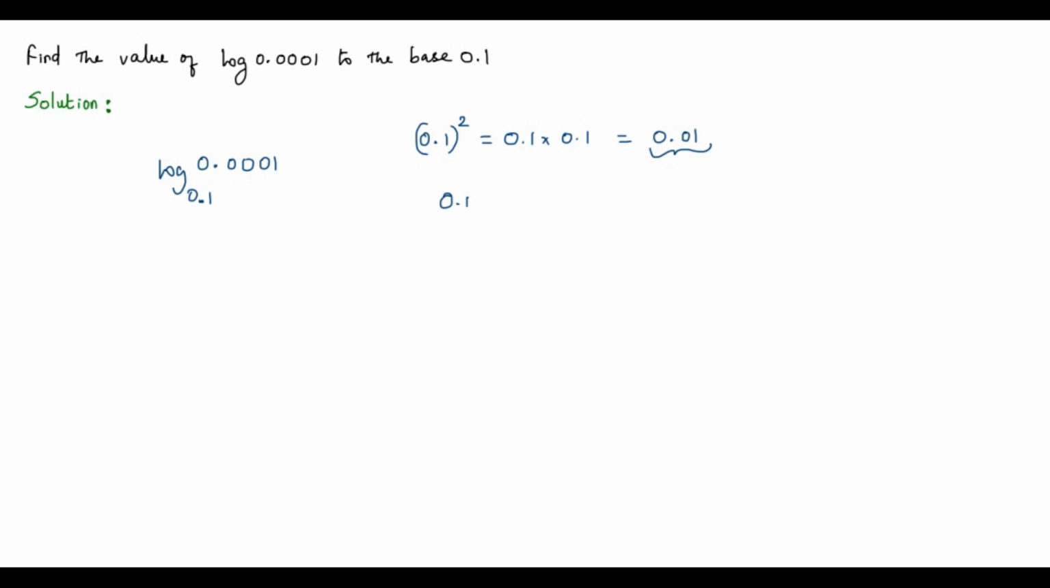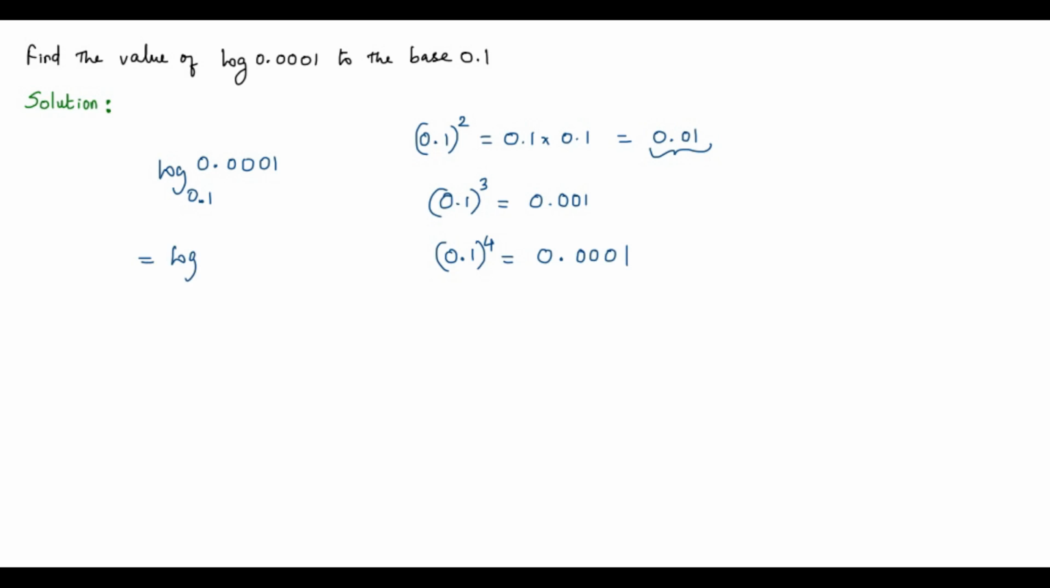If I take power 3 of 0.1, I will get 0.001. That is, one 0 will be added in this part. If I take power 4 of 0.1, I'll be getting 0.0001. So 3 zeros and 1. So for 0.0001, we can write 0.1 to the power of 4.